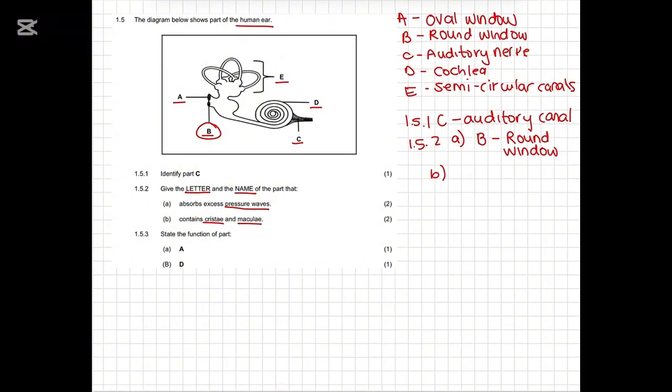Next is the part that contains crista and maculae. It should be part E. That is the semicircular canal.